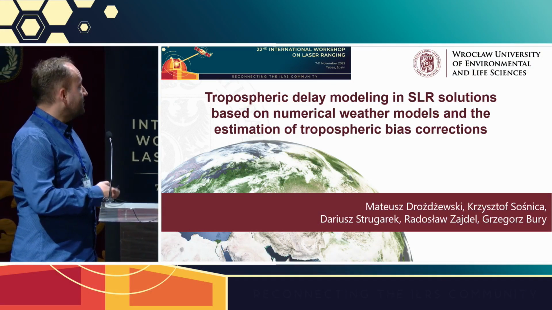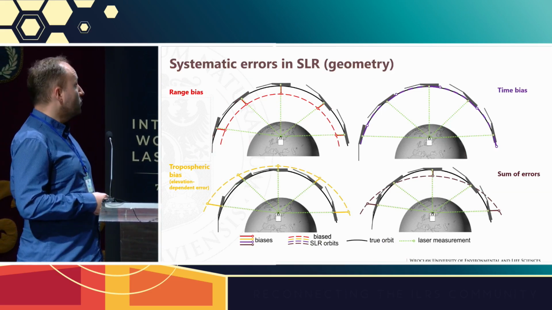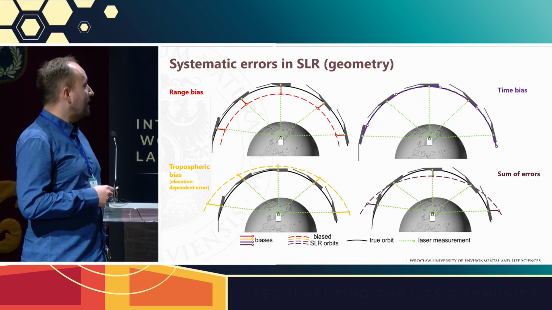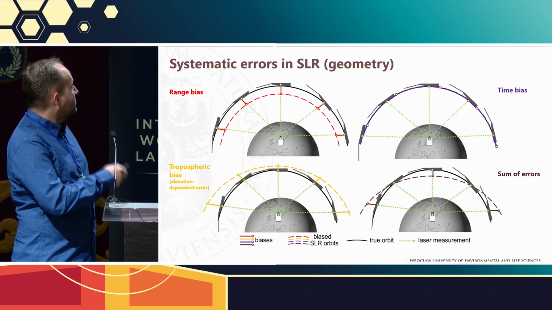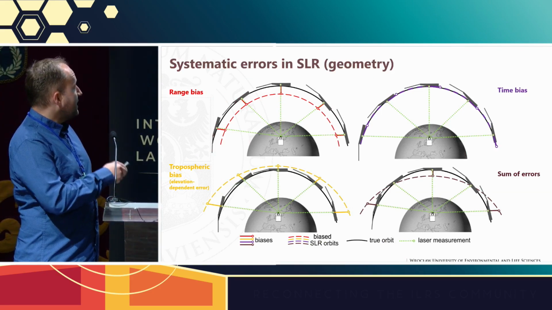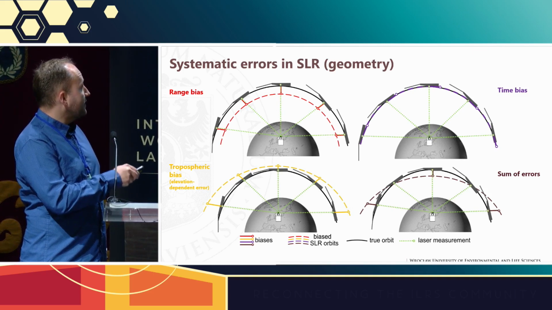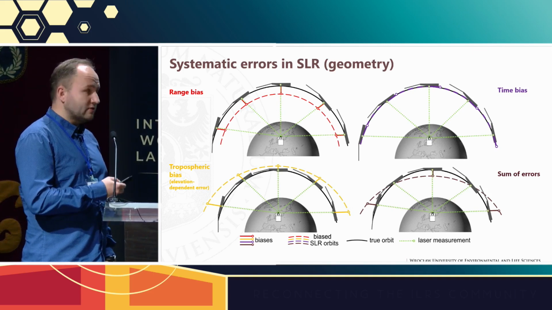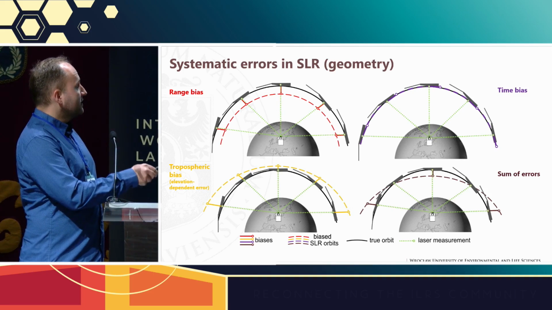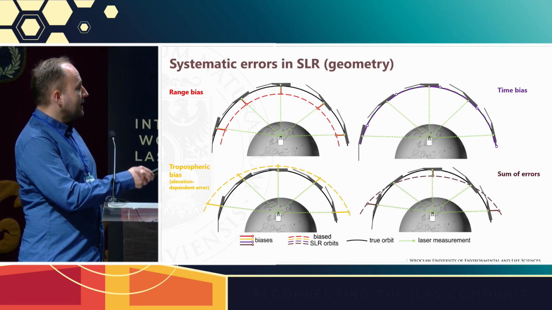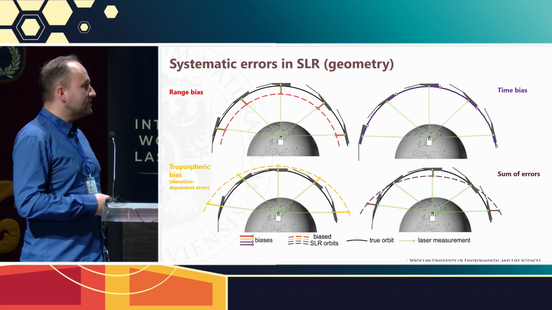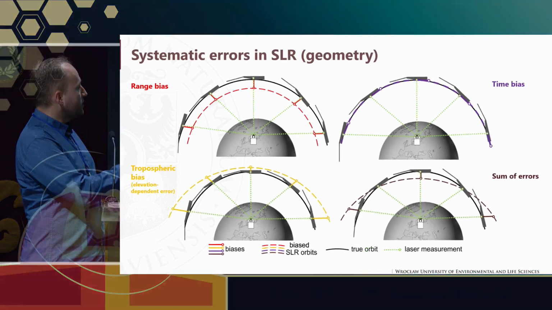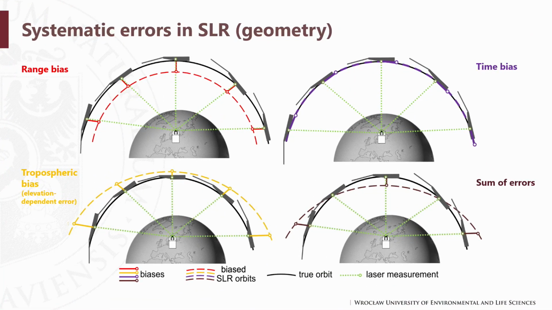Okay, so what kind of errors do we have in SLR observations from the geometrical point of view? We may have range biases. Range biases are constant and they are independent from the elevation angles. We may have time biases. Time biases show up as along track errors in principle. So we have bias in the direction of the satellite motion.